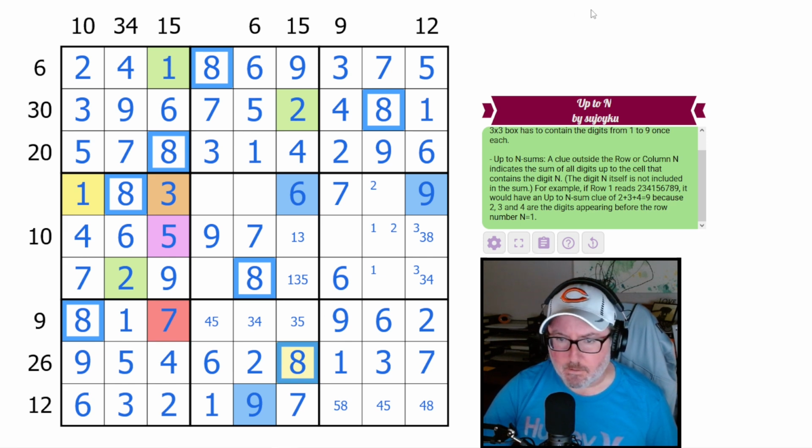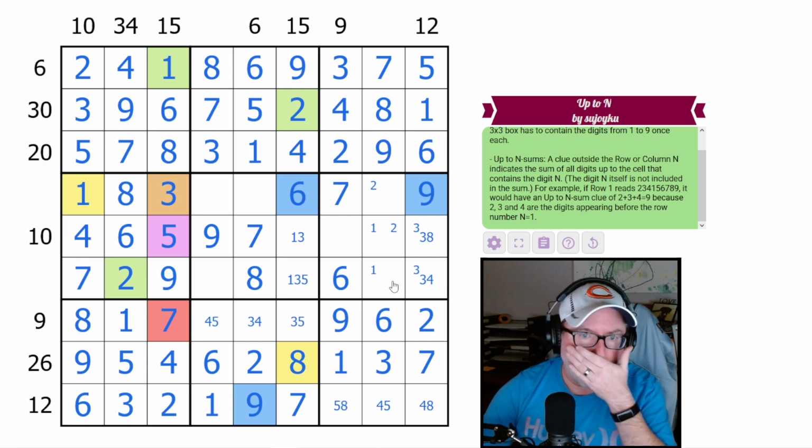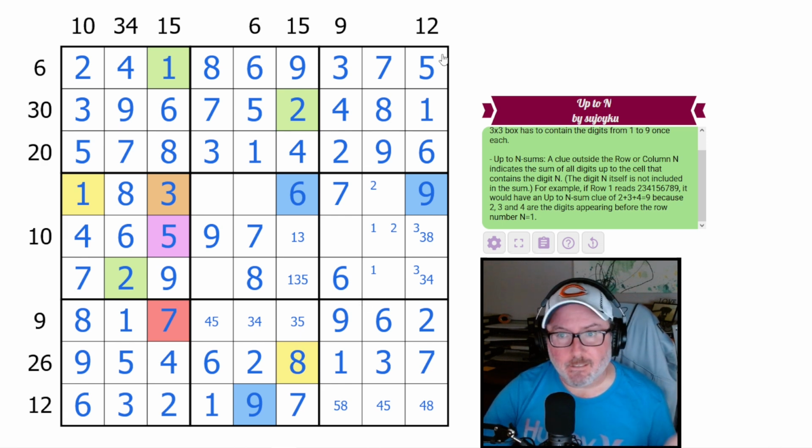Another quick scan just to make sure I didn't miss anything there. I don't think I did. Do we have any clues that are left over? This 12 has been done. The 9 has been done. The 15 has been done. The 6 is done. The 15 is done. The 34 is done. The 10 is done. 6 is done. The 30 is done.